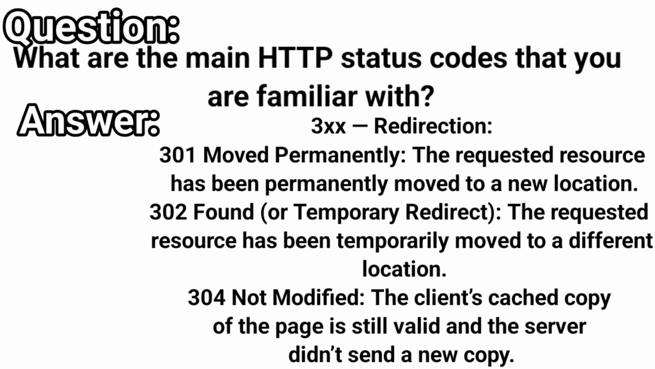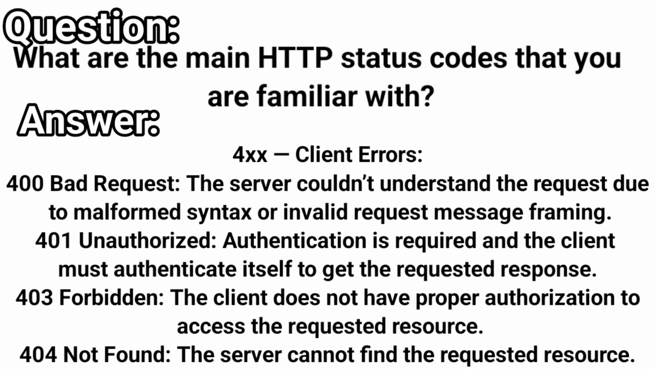300 series, redirection. 301, moved permanently. The requested resource has been permanently moved to a new location. 302, found, or temporarily redirected. The requested resource has been temporarily moved to a different location. 304, not modified. The client's cached copy of the page is still valid and the server didn't send a new copy.